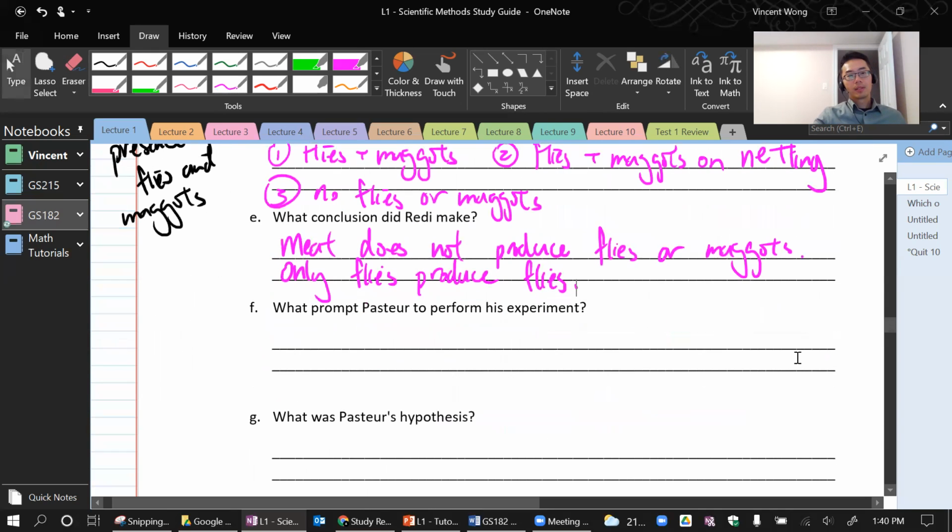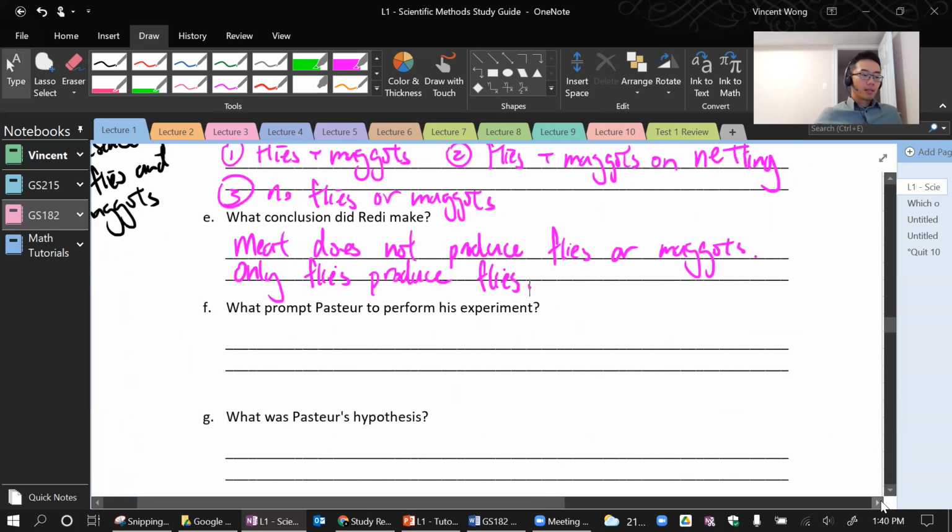All right, so you might think, oh, case closed. Spontaneous generation has been proven to be untrue. However, not everybody accepted this. Some people said, while spontaneous generation might not be true for bigger organisms like the flies and the maggots, it is true for microorganisms. So that prompted Louis Pasteur to perform his experiment.